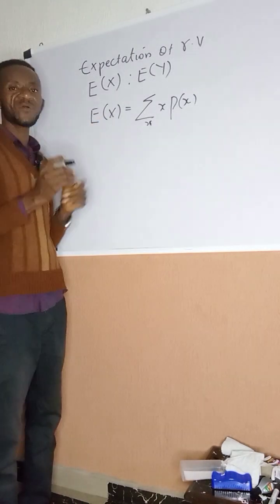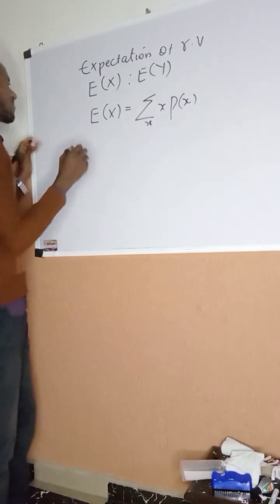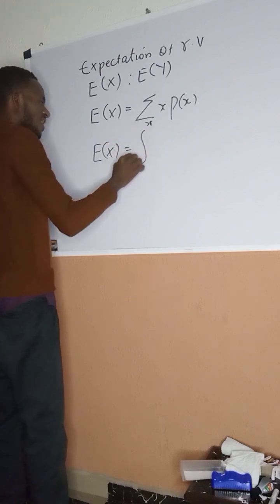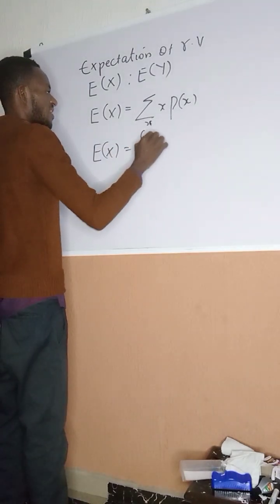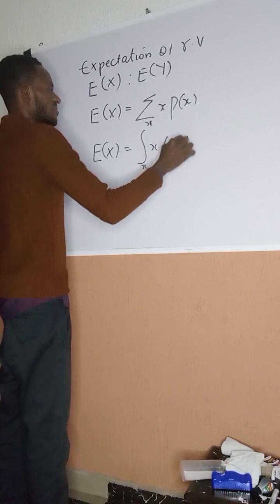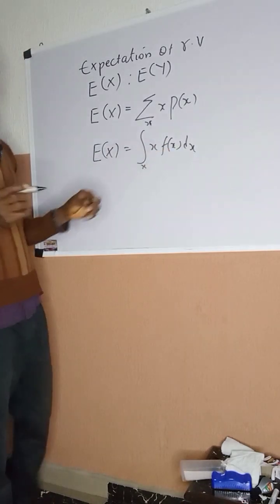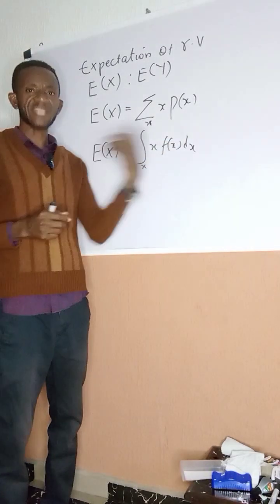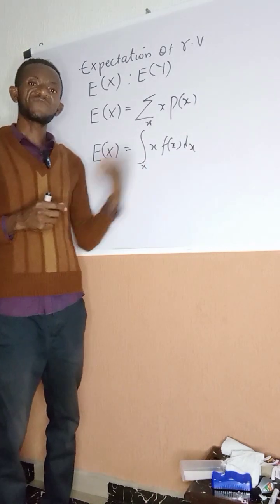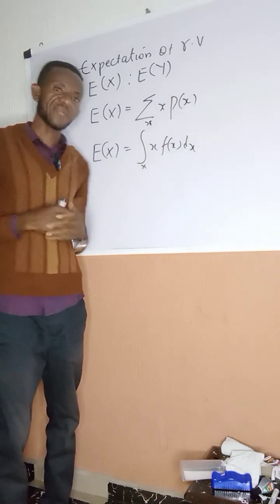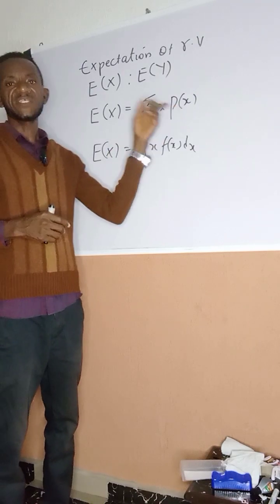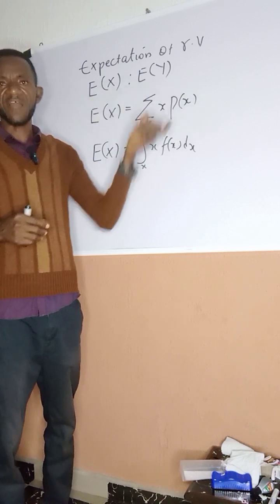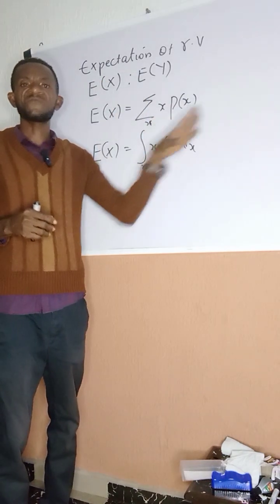But when this random variable X becomes continuous, it will be expressed as E of X equals the integral over the range of X of x f of x dx, where this f of x is called the probability density function. It is a function that assigns a probability value to the values of a continuous random variable. While this p of x is called the PMF, which is a function that assigns a probability value to the value of a discrete random variable.